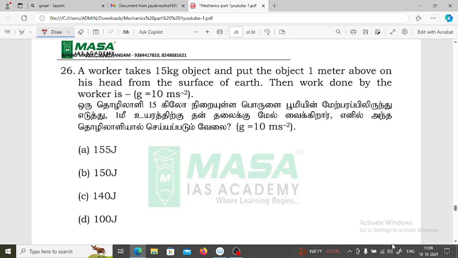Question number 26. A worker takes 15 kilogram object and put the object 1 meter above on his head from the surface of earth. Then work done by the worker is, G is given, that is 10 meter second power minus 2.